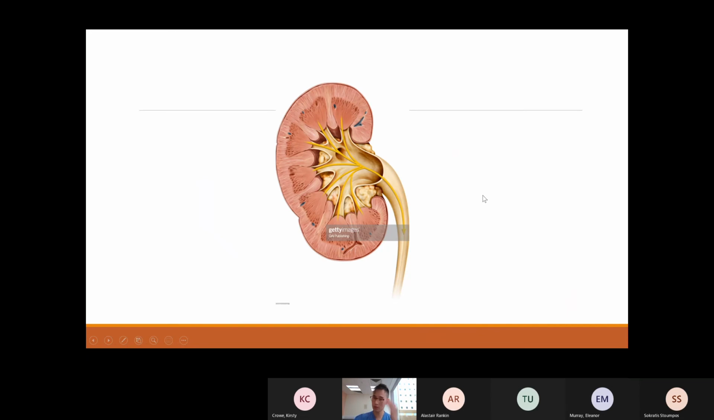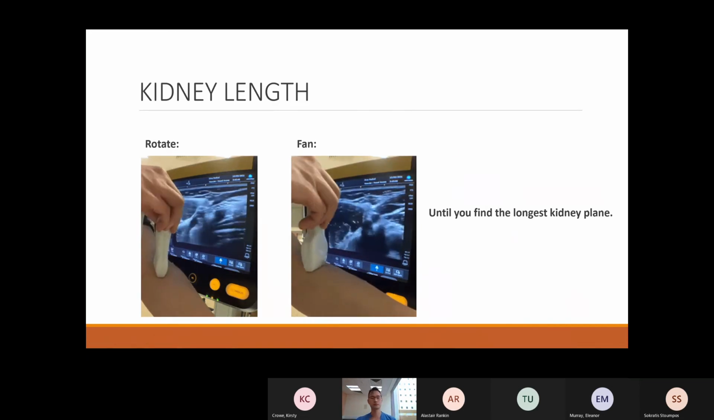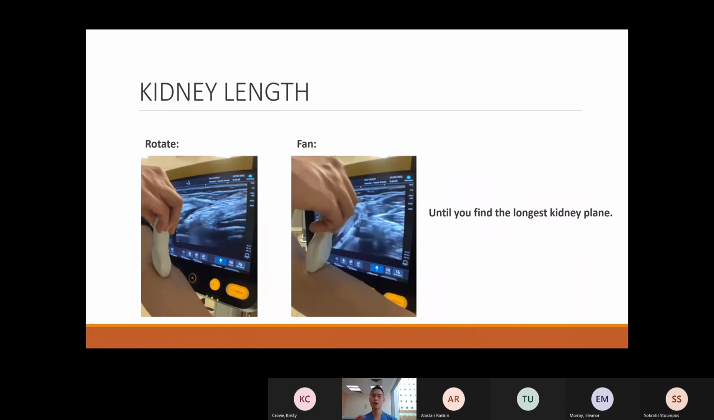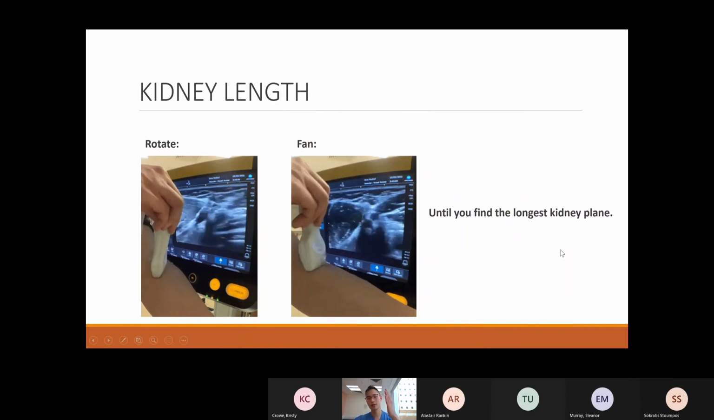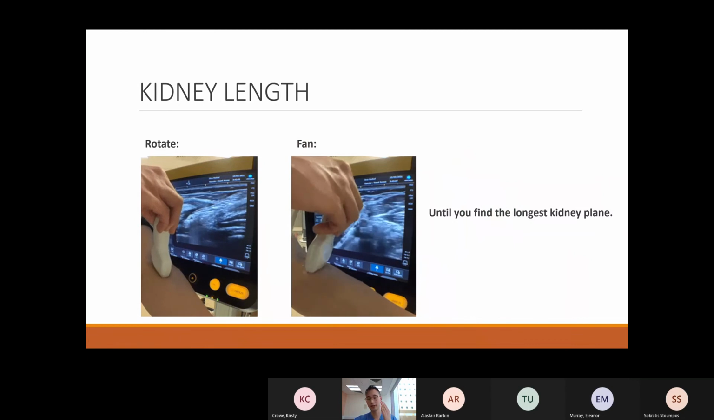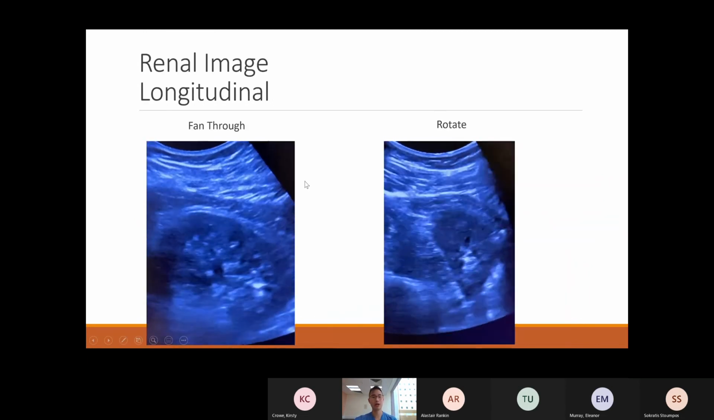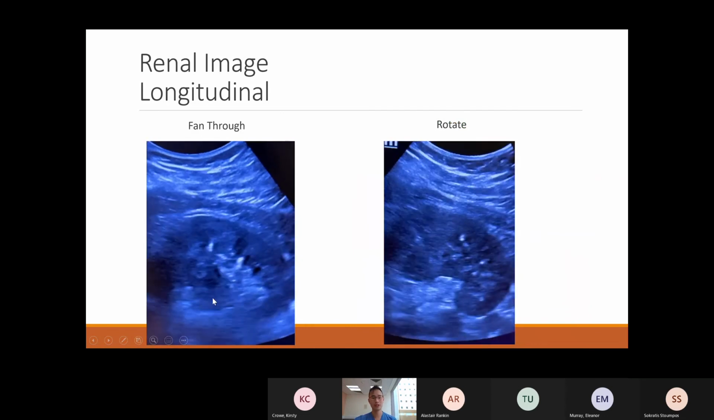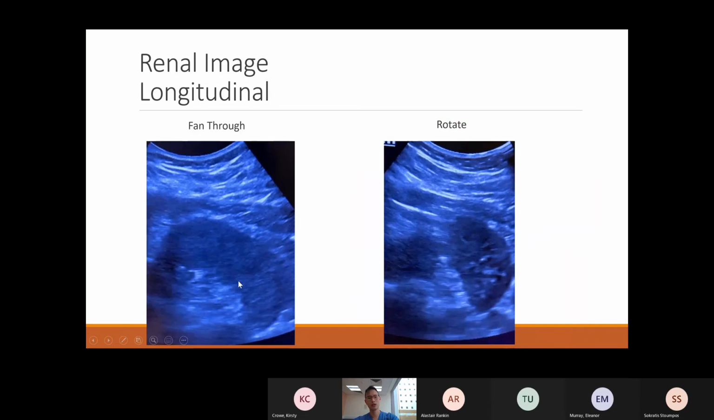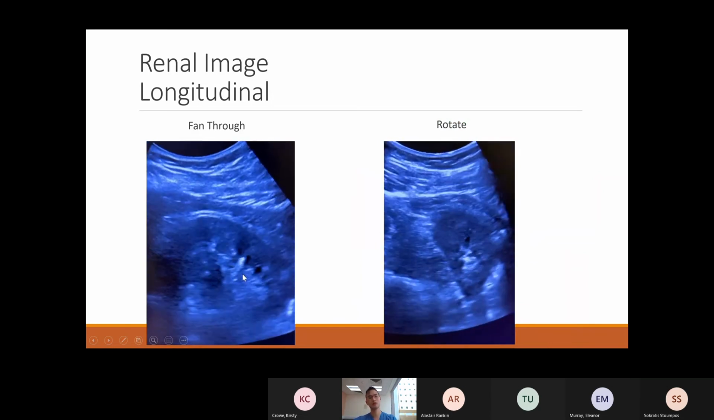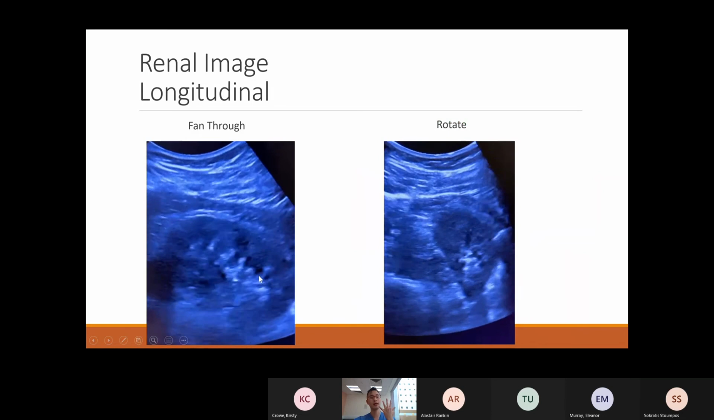And how you find this plane is by a combination of rotating and fanning your probe. You rotate and fan until you find the longest plane of your kidney. This is an example of me fanning through my own kidney. On the left, you see here, if I'm too far to the edge, the kidney looks smaller. And then as I fan through towards the middle, it becomes longer and obviously more prominent, and you see the various structures in there.